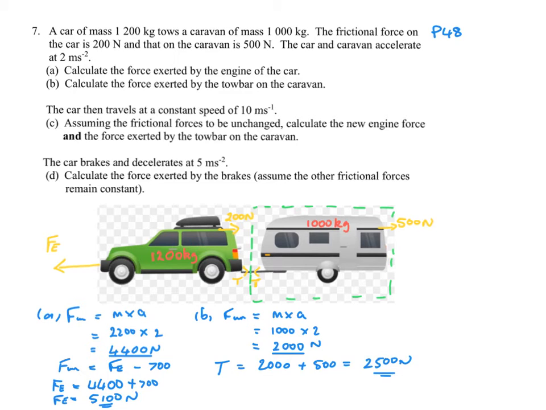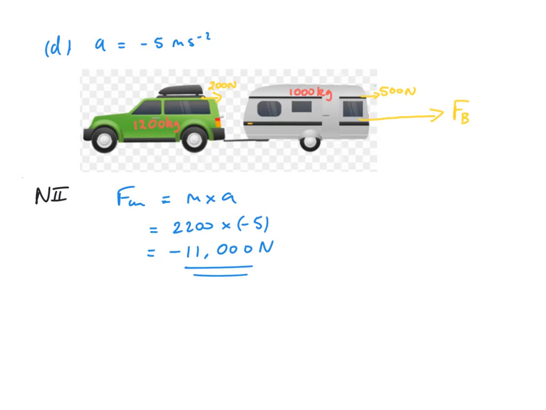Okay, in part D, the last part here, it says that the car and caravan system now decelerate, and so we have to calculate the force exerted by the brakes, assuming that the other frictional forces remain constant. Okay, there'll be a wee bit of work in that and we'll just go through that just now. Okay, so this is the start of the working for part D.